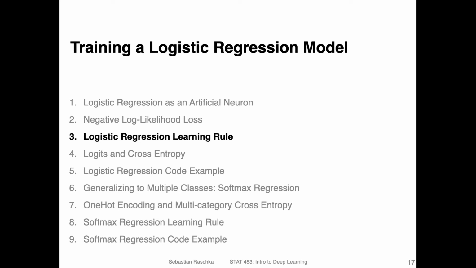Yeah, let's now take a look at how we train a logistic regression model. By that I really mean computing the gradients of the loss function with respect to the weight and bias parameters in the logistic regression model, so that we can then use gradient descent to update the model. And then in a later video, we will see how we implement that in code to do the actual practical training.